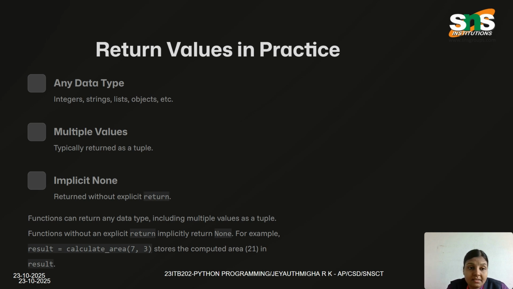Return values in practice. Any data type: integers, strings, lists, objects, etc. Multiple values are typically returned as a tuple. Implicit None is returned without an explicit return. Functions can return any data type, including multiple values as a tuple. Functions without an explicit return implicitly return None. For example, result = calculate_area(7, 3) stores the computed area 21 in result.